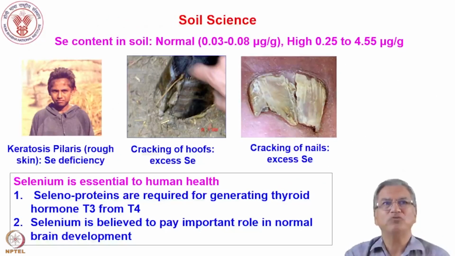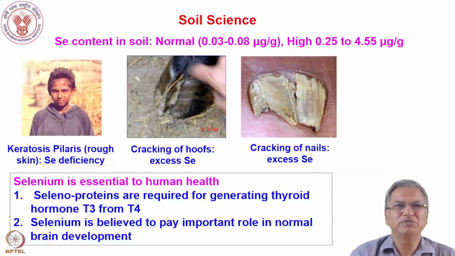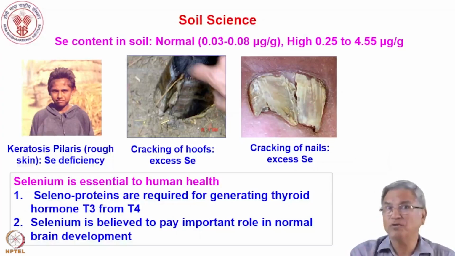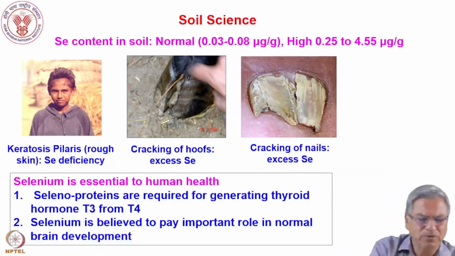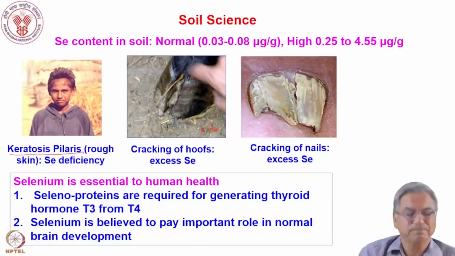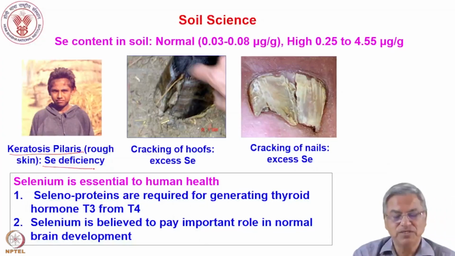Selenium is another important element. It has both a good and a bad aspect. With low selenium content, there can be selenium deficiency. Selenium is required for our body. Selenium deficiency can lead to diseases. For example, there is a skin disease called keratosis pilaris. It leads to cracking of the skin. The skin becomes very rough because of the selenium deficiency.